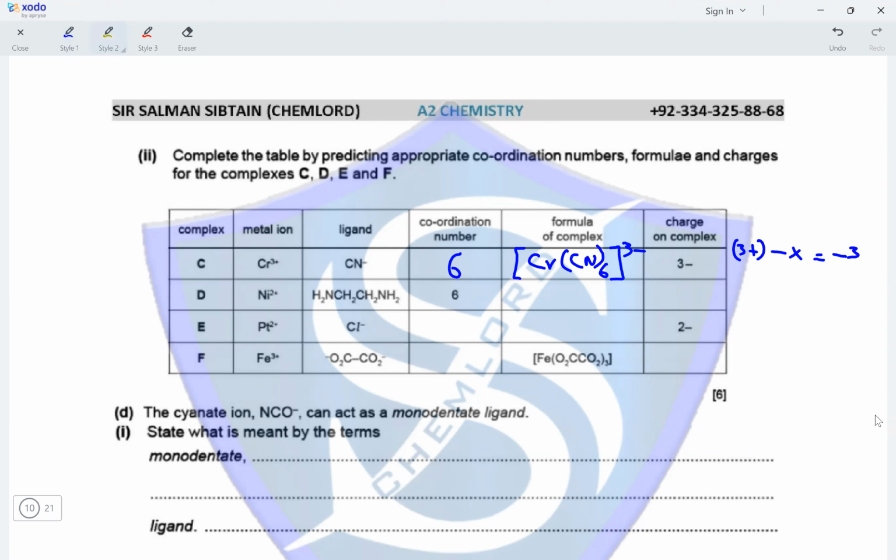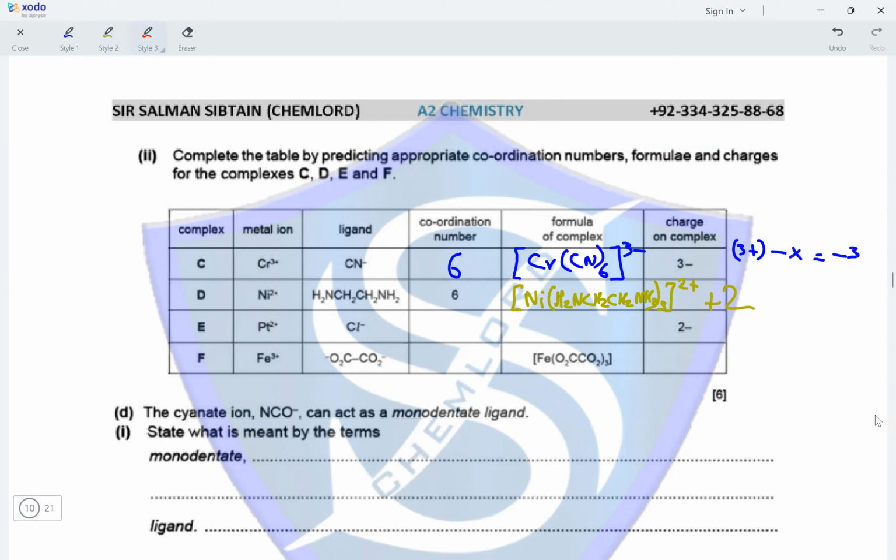Next, in complex D, the charge of the ion is 2 plus, and it is a molecule which is a ligand. This molecule is en, and the coordination number is 6, which means there are 3 en molecules present. So H2N-CH2-CH2-NH2 taken thrice. Overall charge would be 2 positive because the ligands do not carry any charges. So charge on the complex is plus 2, and this completes complex D.